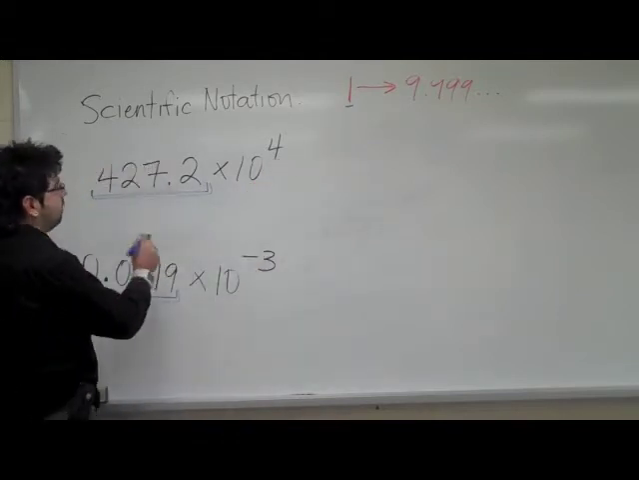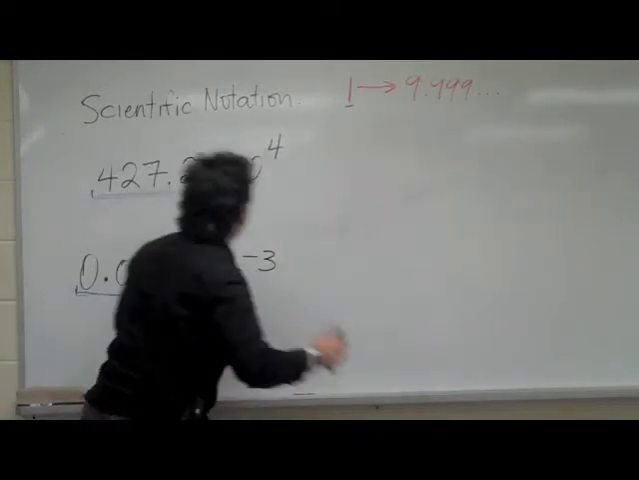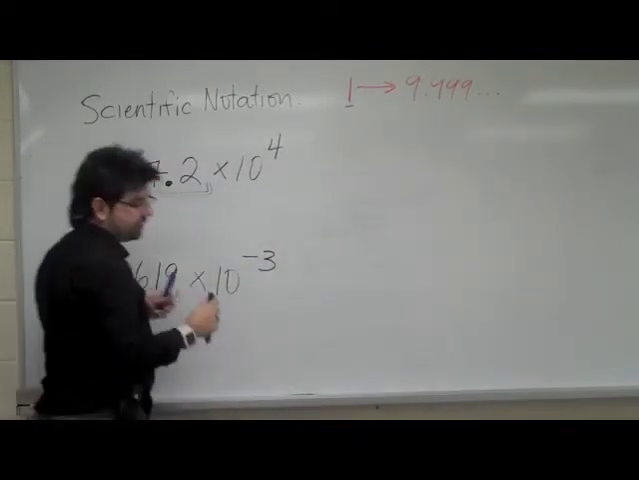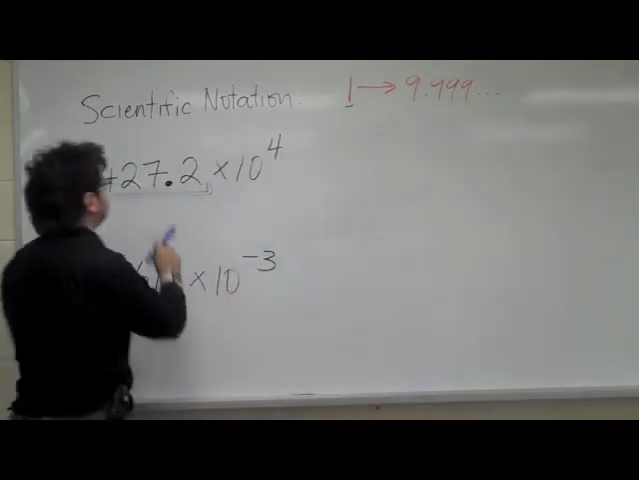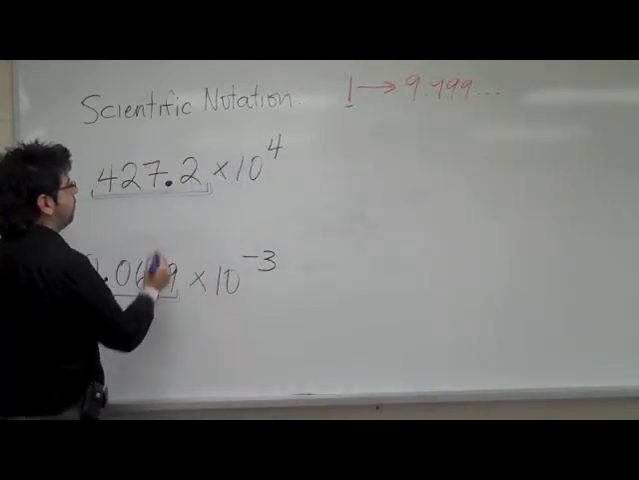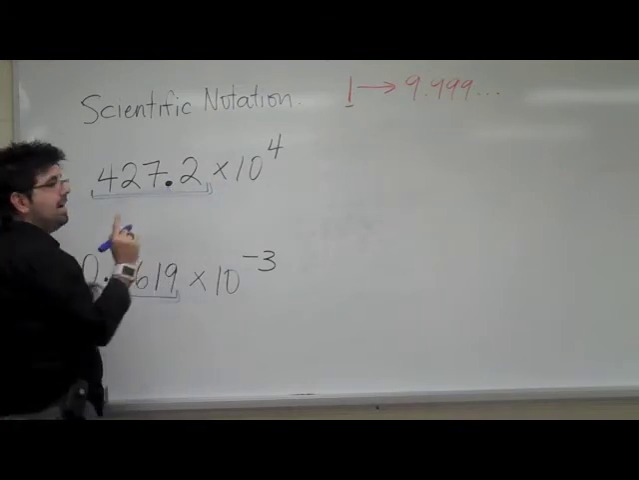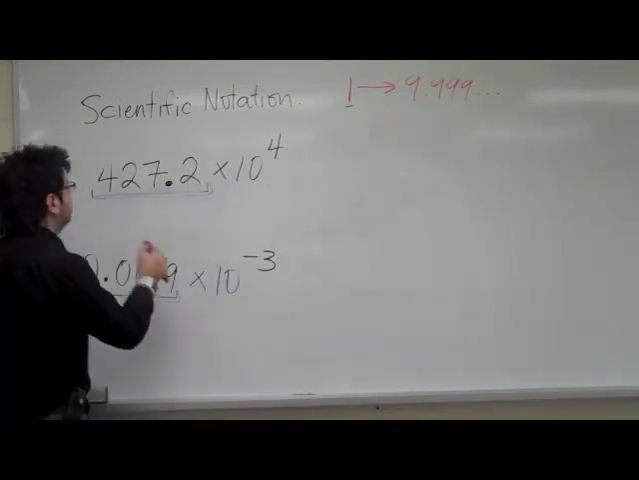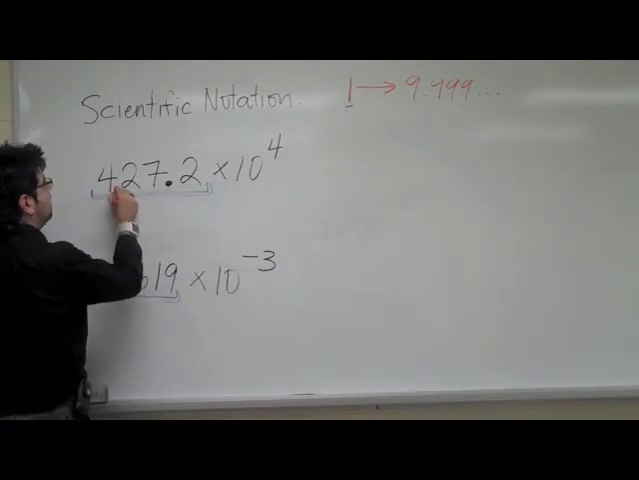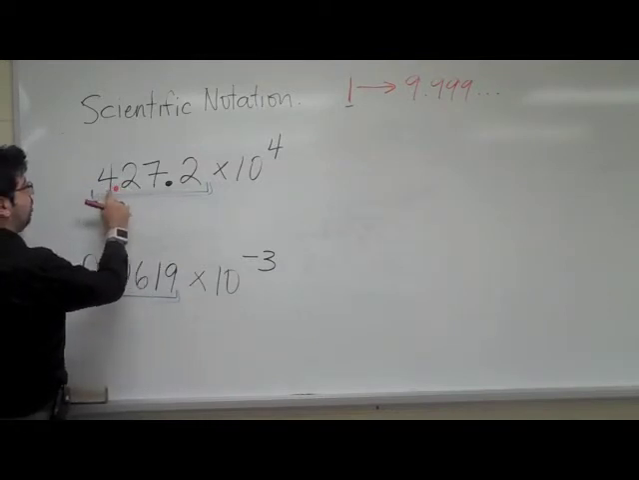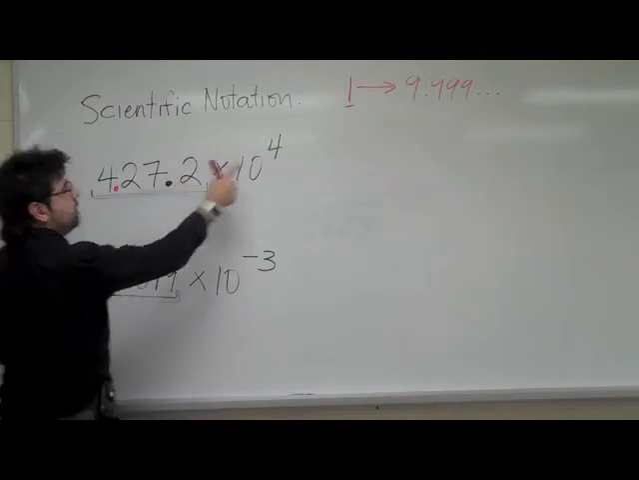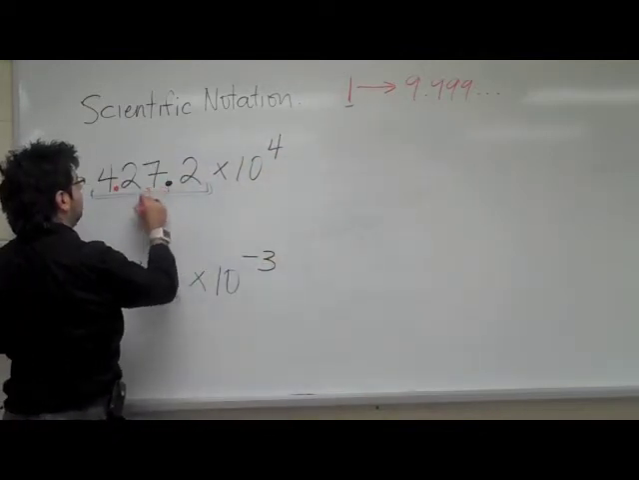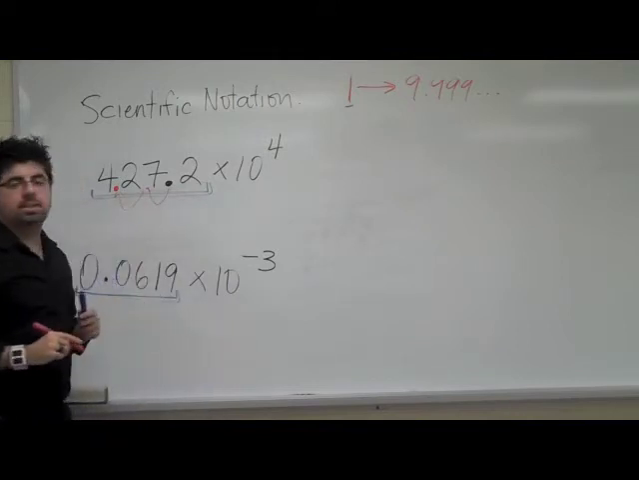So let's look at the first one. We have our decimal right here. Just darken it. There it is. 427.2 times 10 to the power of 4. Here's where my decimal is. I want to move this decimal right here, because then my number will be 4.272, which will fit within that range. So for me to move it, I've got to move it 2 places to the left.